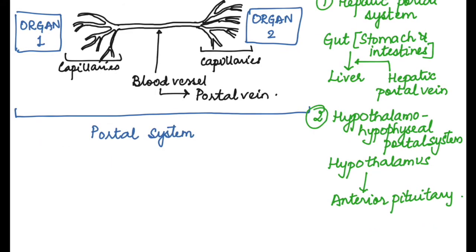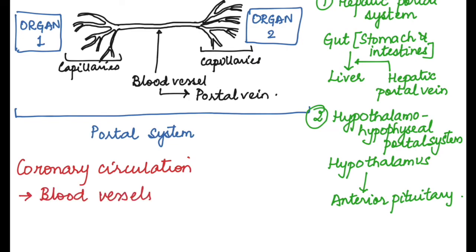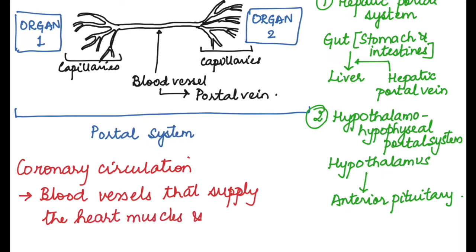Another type of circulation in our body is the coronary circulation. Coronary circulation includes the blood moving from the heart to the muscles of the heart and then back to the heart. So here we have blood vessels that supply blood from the aorta to the heart muscles and return back to the right auricle. So these are the three types of circulation that is seen in our body.